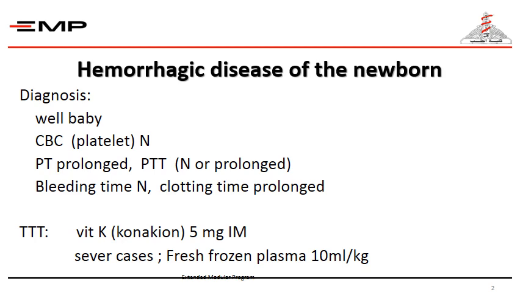Early in the disease, PTT is normal, but when the disease is severe, it will be prolonged, and clotting time is usually prolonged. Treatment is with a high dose of vitamin K, which is 5 mg intramuscular or intravenous. In severe cases, we give fresh frozen plasma 10 ml per kilo over 1 hour.